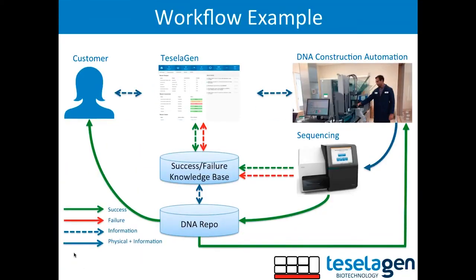So you can think of a very simple workflow example that incorporates DNA at its core, where I have a user, a customer, interacting with an interface, creating a design which can then get sent to construction automation and then sequencing for quality assurance. Success or failure comes back into a knowledge base and goes back to the user. Physical DNA goes into a physical repository. The nice thing about saving physical DNA is you can use it again very cheaply.